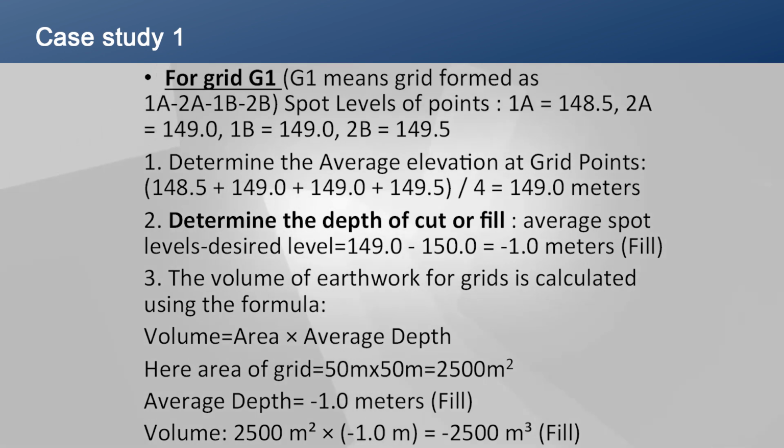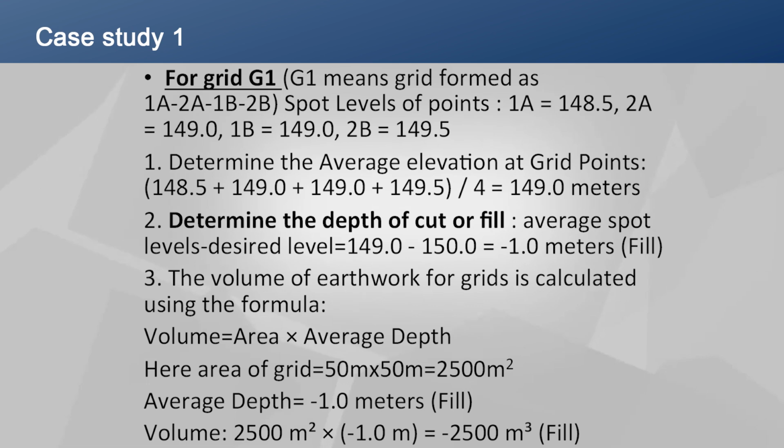So, what is the first step? The first step is determination of average elevation of the grid. Here we can calculate average elevation as 148.5 plus 149 plus 149 plus 149.5. This summation will be divided by 4 to get the average. Here the average elevation comes out to be 149 meter.